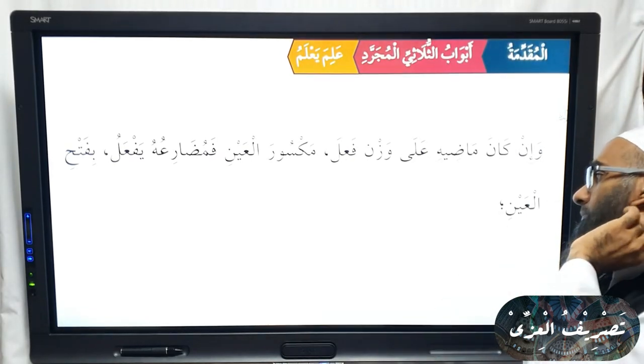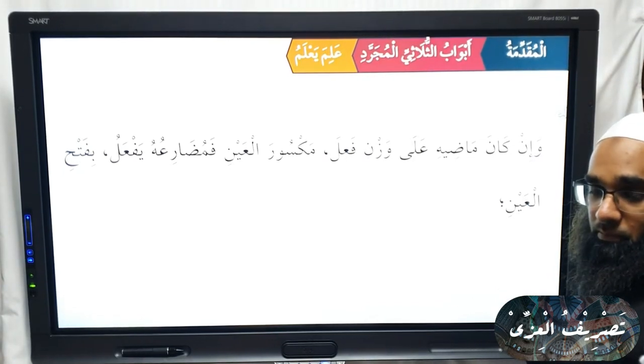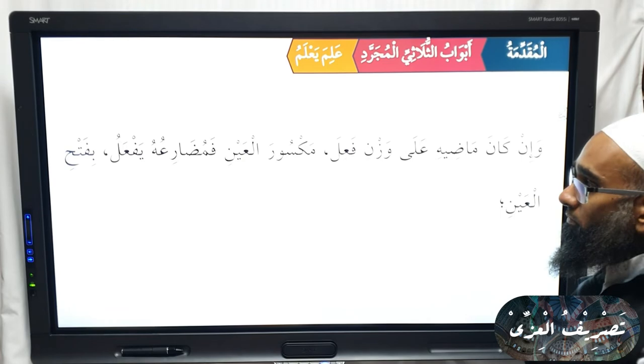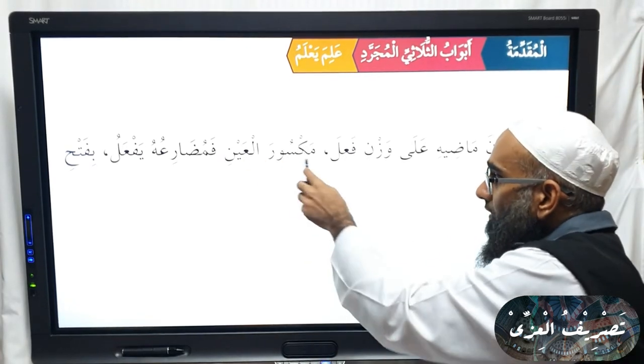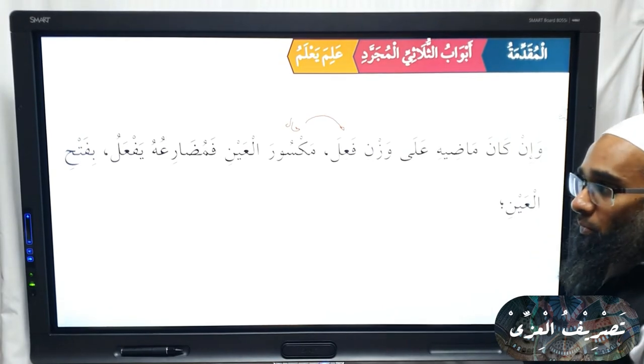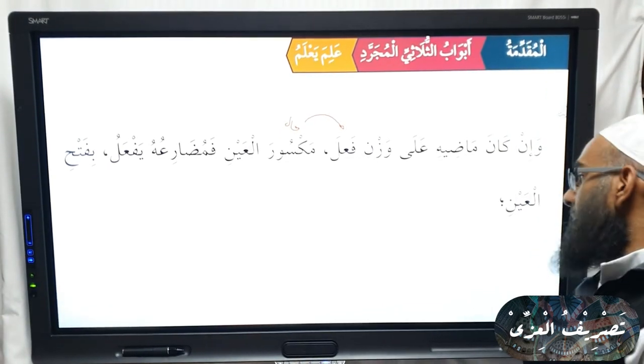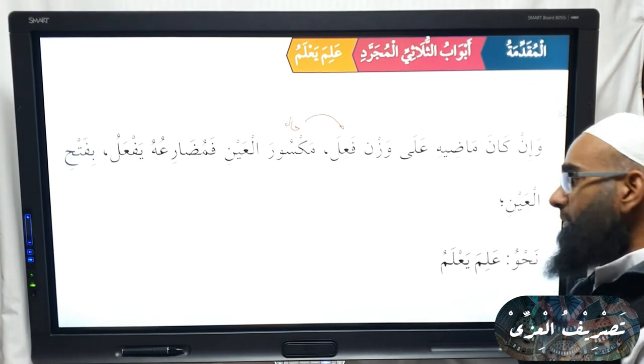And if its madi is on the pattern of fa'ila, and the ayn of its mudari is maksura, maybe? This is the hal. So we see what bab is this? Sami'a yasma'u, or better known as Alima ya'lamu.